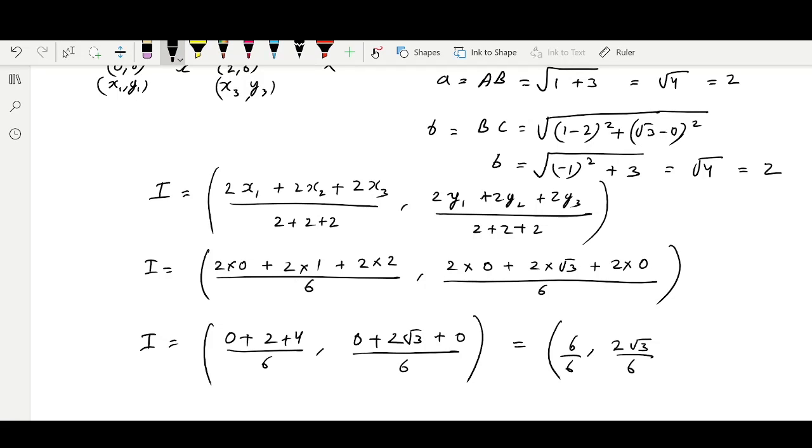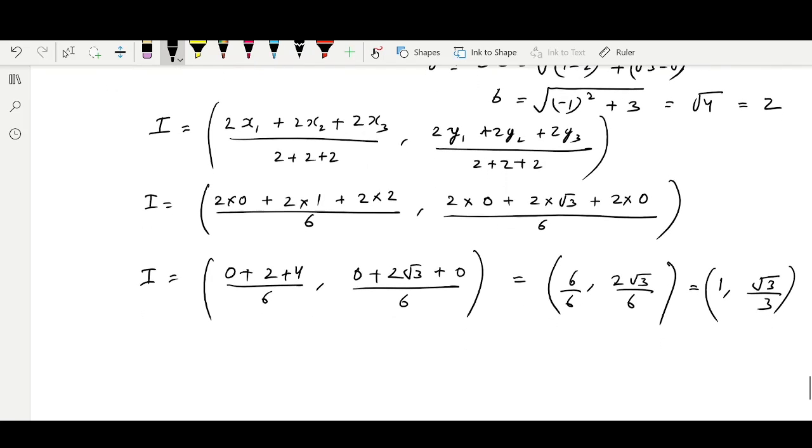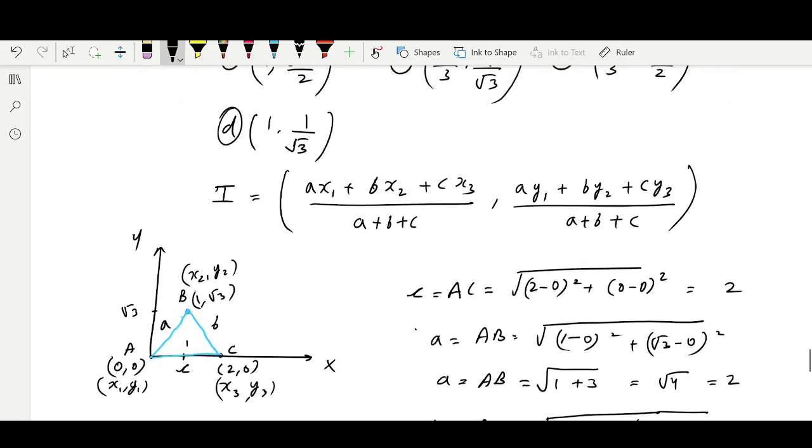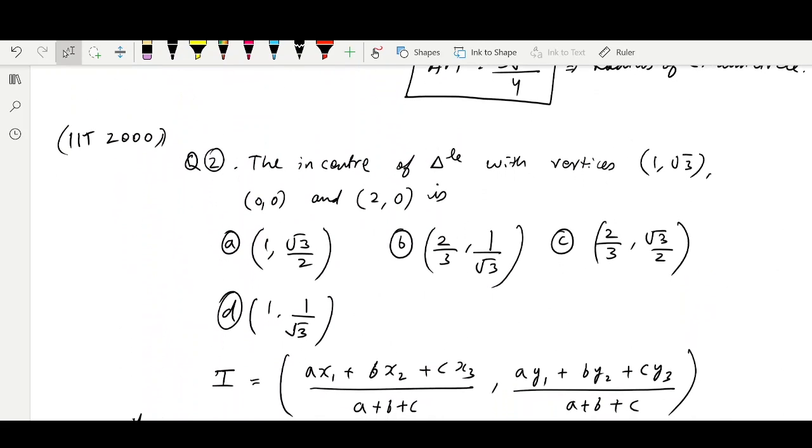Now on simplification this will be 1 comma root 3 by 3, and this again on simplification will give I equals 1 comma root 3 by 3. Root 3 can be written as root 3 into root 3, so root 3 will cancel, and this gives 1 comma 1 by root 3, right? So the incentre is 1 comma 1 by root 3. Let's check it in the options. Option D is the correct answer.